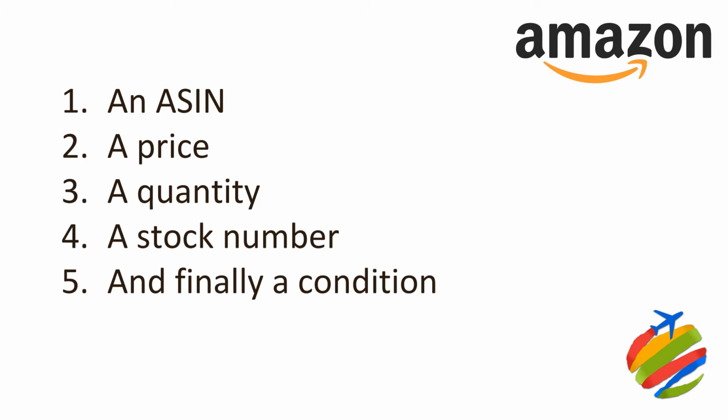And if your products are already on there, then it's as simple as 1, 2, 3, 4, 5. You need an ASIN or barcode or EAN or UPC, the identifier for the product. You need a price. You need a quantity, a stock number or merchant SKU as Amazon calls it, and finally a condition.